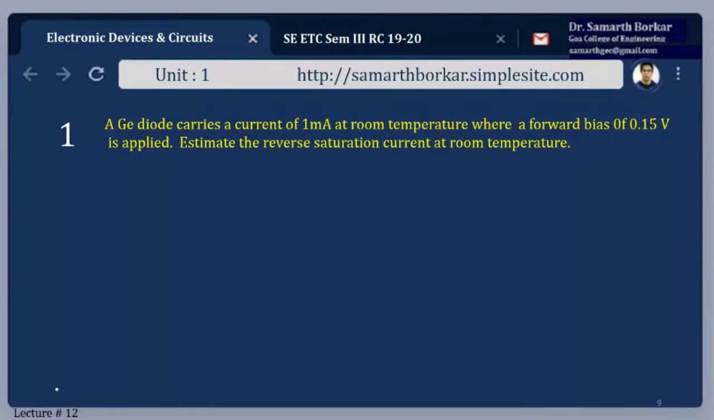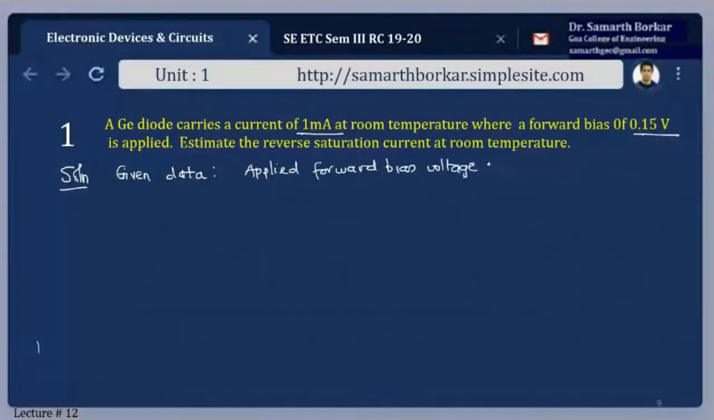Fine. So the first thing, underline the numericals here, the given values. So, solution, given data: the applied forward bias voltage is 0.15 volts.